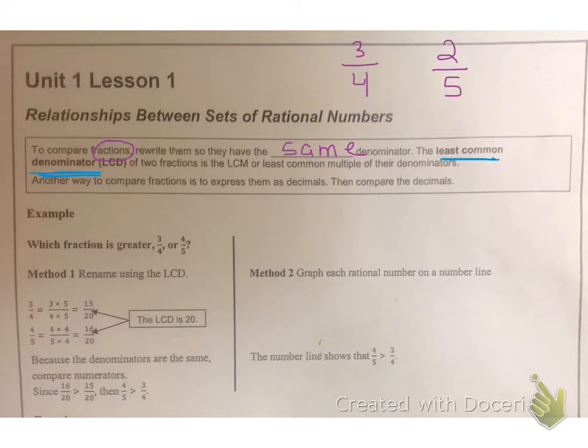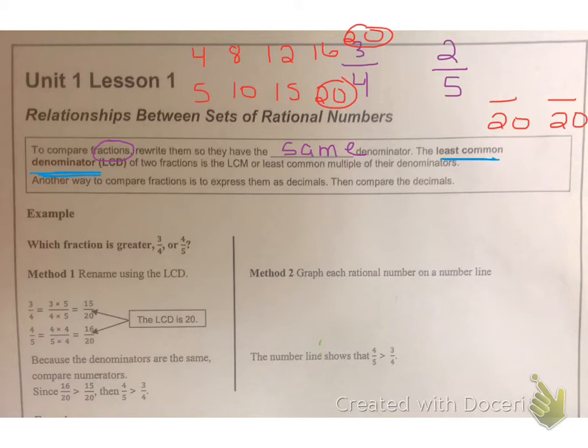So when we're talking about a common denominator, we're looking at multiples. So if I take the number 4 and count by 4s, I'm going to say 4, 8, 12, 16, 20. If I count by 5s, I'm going to say 5, 10, 15, 20, and there you go. There's the first number that appears in both lists. So my common denominator would be 20.